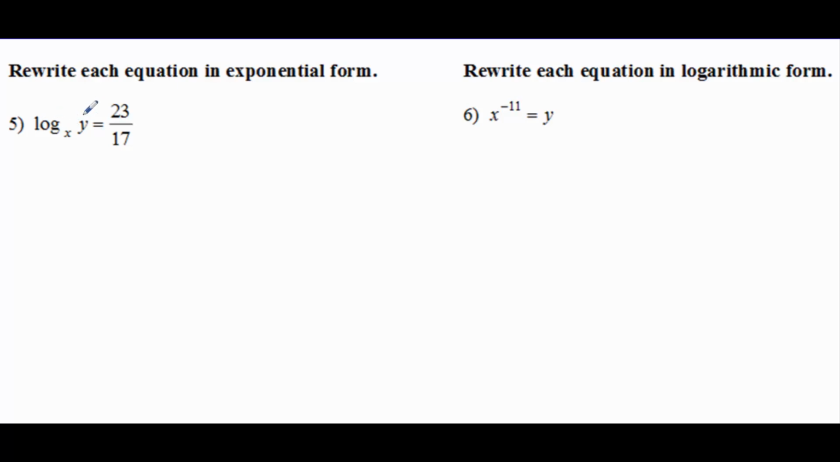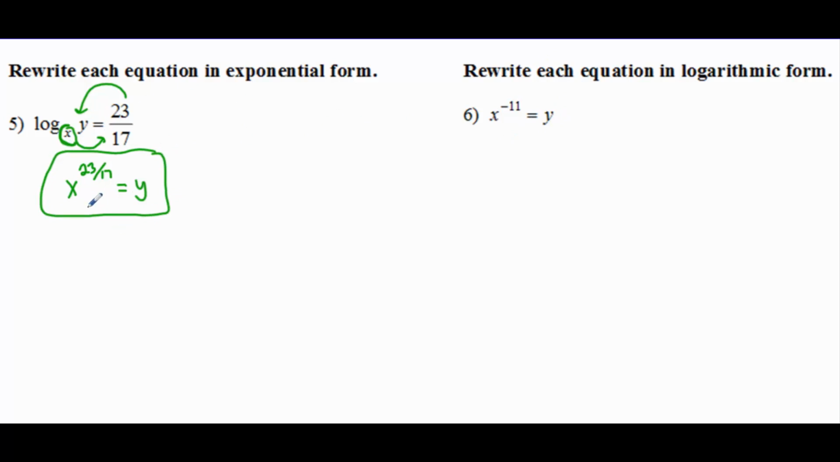So if you start off with a logarithm, the little number is your base, and so it turns into the base of your exponential function. And then we go in a circle. The 23 over 17 is our exponent, and it equals y. So that's our answer.